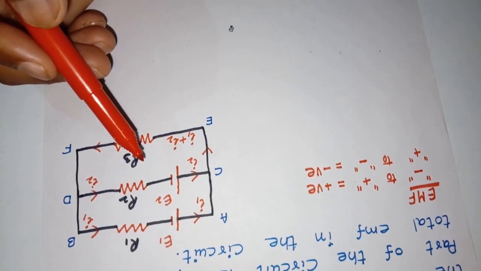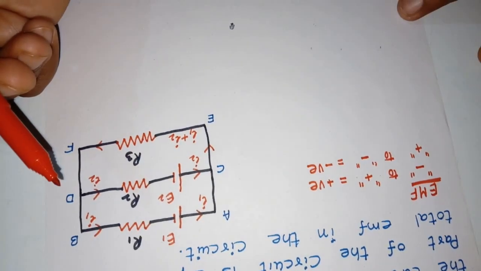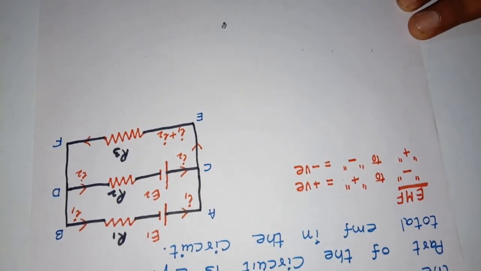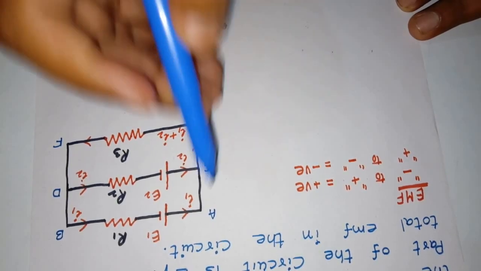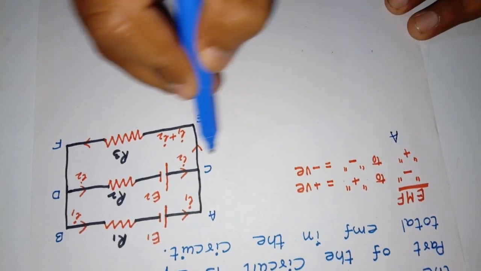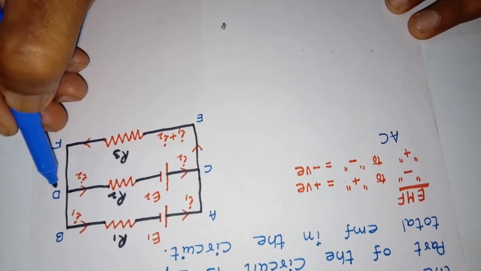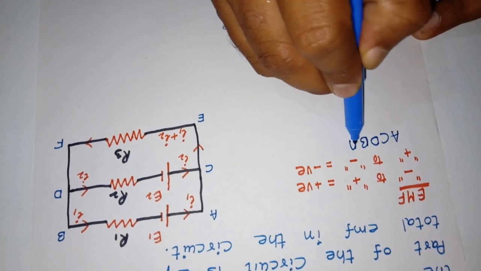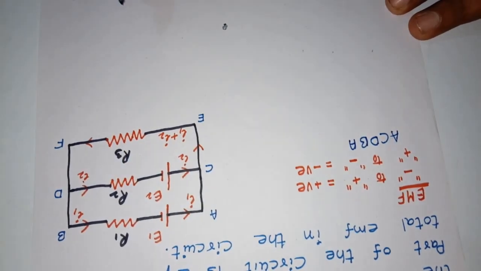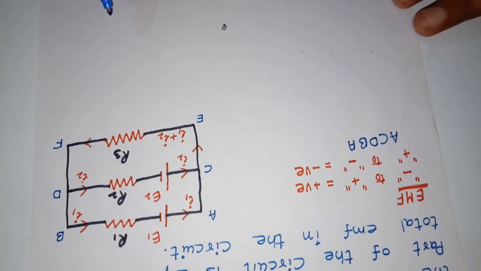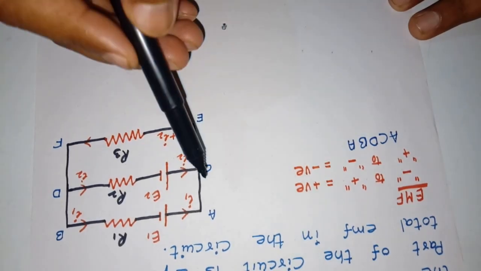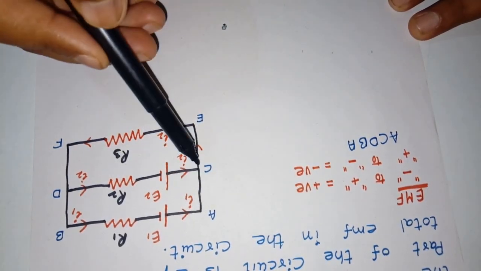Let us try to apply these sign conventions for each part of this closed circuit. And let us take the first part of this circuit. That means A, C, D, B, and A. This is the first part of this circuit. Let us apply these sign conventions to this part. First, we have to move from A to C.